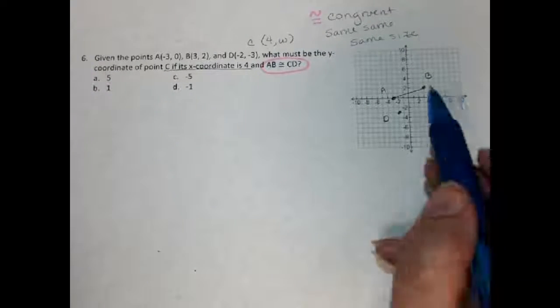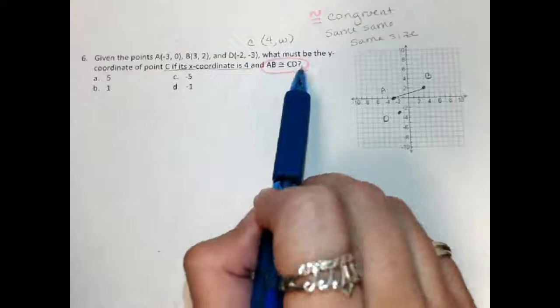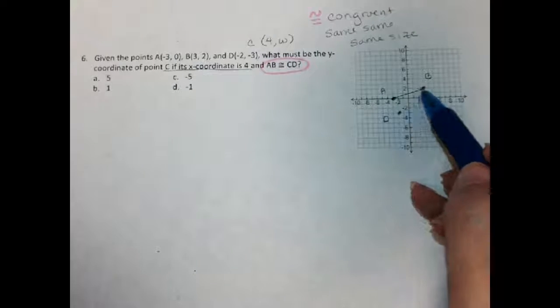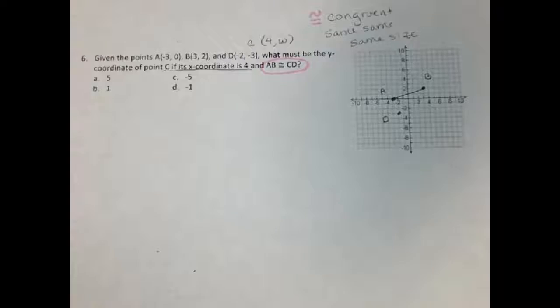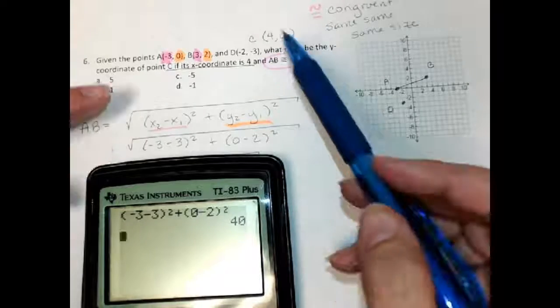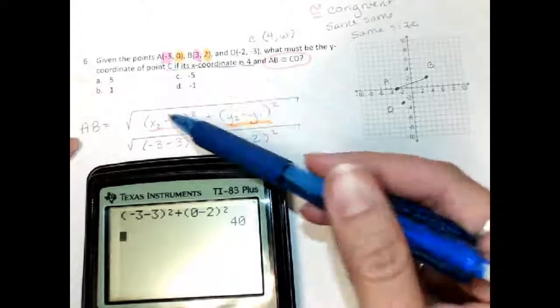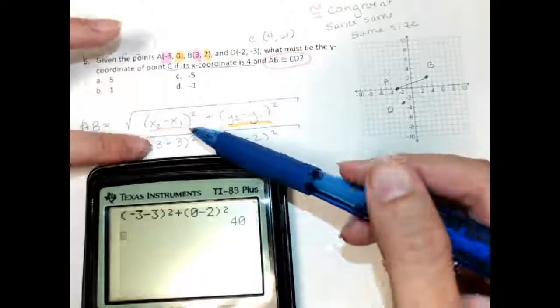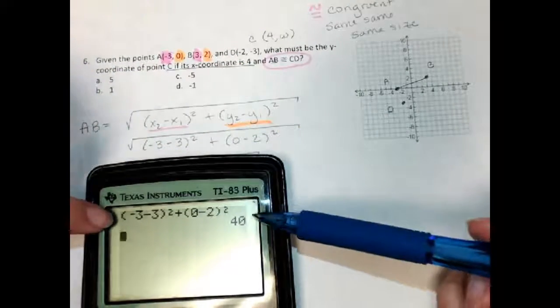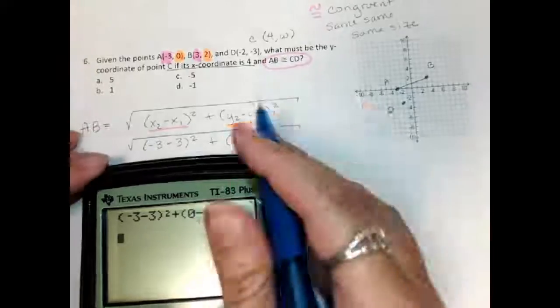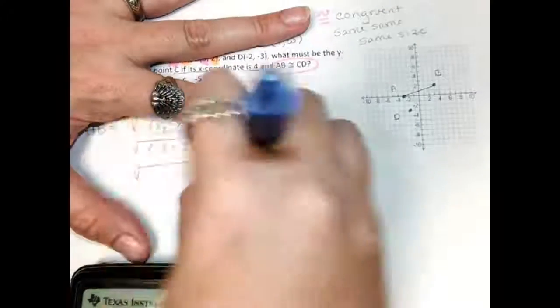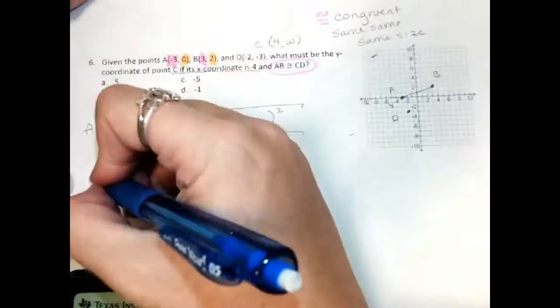So the first thing I do know, though, is AB is the same length as CD, so I have to find the length of AB. So pause and find that. So we're finding the length from A to B. I wrote my distance formula. I plugged in the X's. I plugged in the Y's. I put it in my calculator. I find that it's the square root of 40. So AB is the square root of 40.